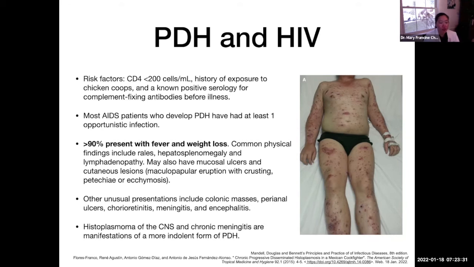Your common physical findings will include rales, hepatosplenomegaly, again, that's a big thing, and lymphadenopathy, usually of the cervical chain. But they can also have mucosal ulcers and cutaneous lesions, as you will see on the picture on your right. So this one was a maculopapular eruption, sometimes with crusting. You can also see petechiae or ecchymoses. Other unusual presentations include colonic masses, perianal ulcers, chorioretinitis, meningitis, and encephalitis. Histoplasmoma of the CNS and chronic meningitis are manifestations of a more indolent form of PDH.